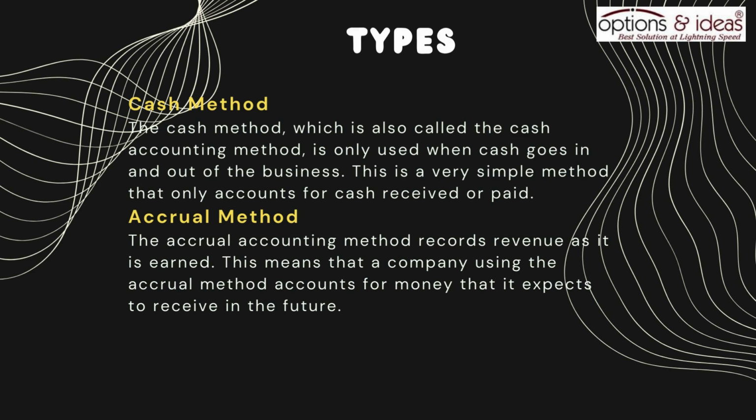Types. Cash method. The cash method, which is also called the cash accounting method, is only used when cash goes in and out of the business. This is a very simple method that only accounts for cash received or paid. Accrual method. The accrual accounting method records revenue as it is earned. This means that a company using the accrual method accounts for money that it expects to receive in the future.